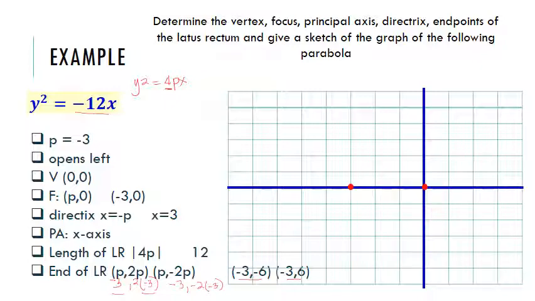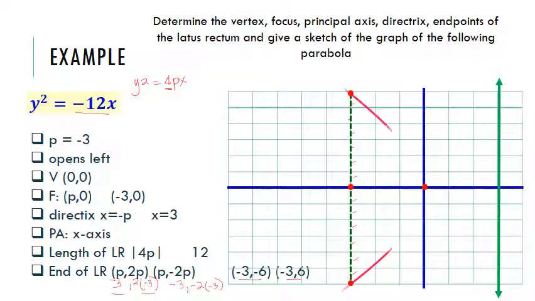Directrix ay x equals 3. Latus rectum. Si negative 3, 6 at negative 3, negative 6. Gano'ng kahaba? 12. Ma'am, paano po nalalamang 12? Yan po. 1, 2, 3, 4, 5, 6, 7, 8, 9, 10, 11, 12. And then connect the dots. That's it.